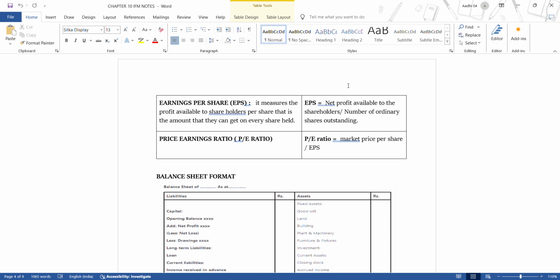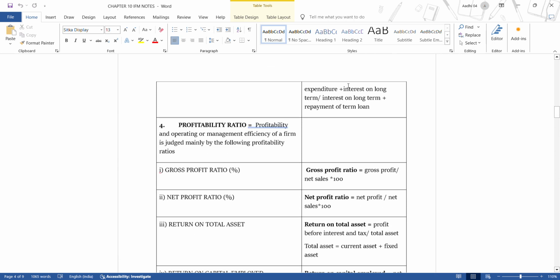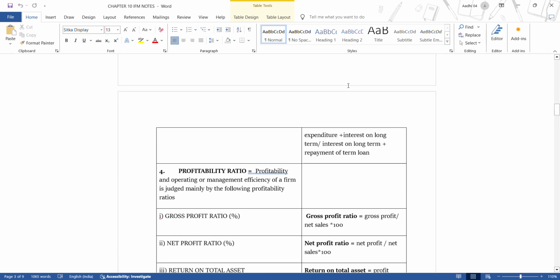So today we are going to continue with the next topic, balance sheet, from chapter 10, ratio analysis, of Introduction to Financial Markets for grade 10th, introduced by CBSE skill subject. Last video we discussed till earnings per share and PE ratio, which come under the profitability ratio, and we discussed each and every ratio in detail.